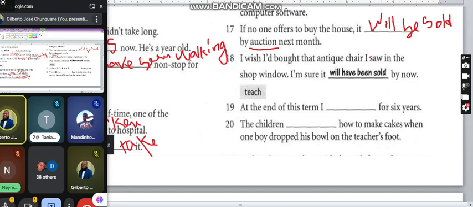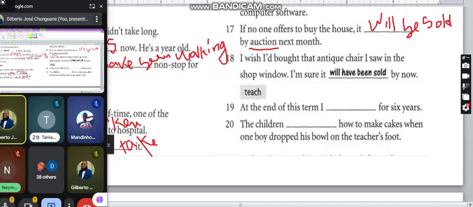Okay, thank you so much, Tanya, and the rest of those who made their contributions in this particular question. Now we go to number 18. So number 18 we have here. I wish I'd bought that antique chair I saw in the window. I'm sure it will have been sold now. So this one was done for us. This is a different type of tense.